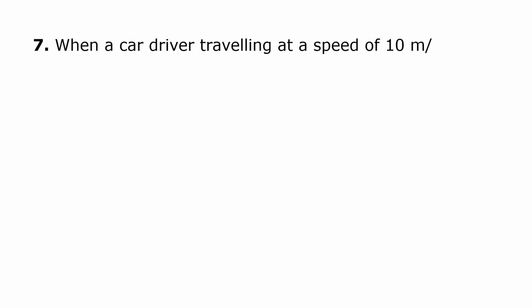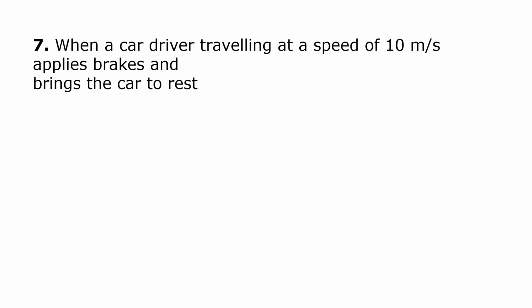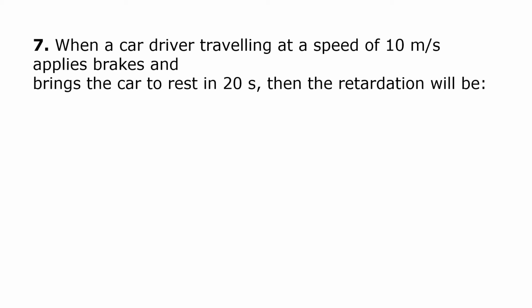Coming to 7th question. A car driver traveling at a speed of 10 meters per second applies the brakes and brings the car to rest in 20 seconds. Then what will the retardation be? Here the initial velocity u is given as 10 meters per second, and the final velocity is 0, since he applies brakes and brings the car to rest. So v is equal to 0, and u is 10 meters per second. Time t is 20 seconds. We have to find out the retardation.